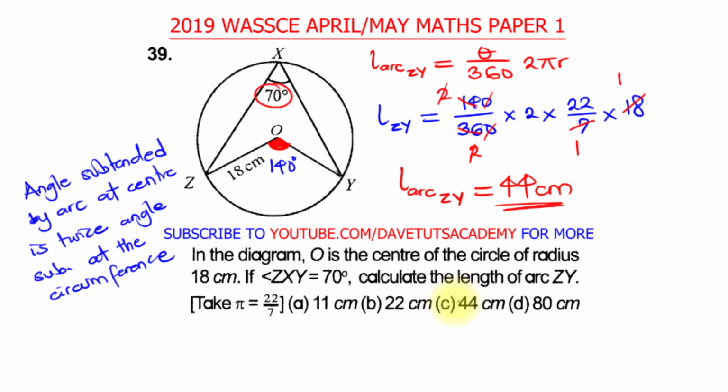And look at option C. Option C is 44 centimeters, and that is the right option. What really helped us to be able to solve this question is to understand the circle theorem that angle subtended by an arc, in this case arc ZY, at the center of the circle is twice the angle subtended by the same arc at the circumference.